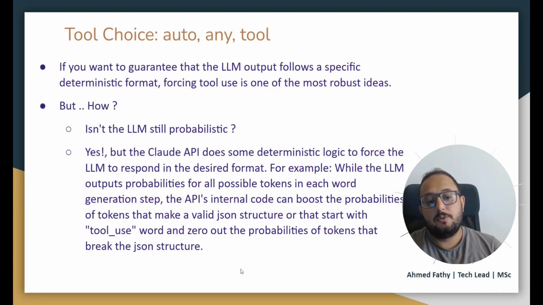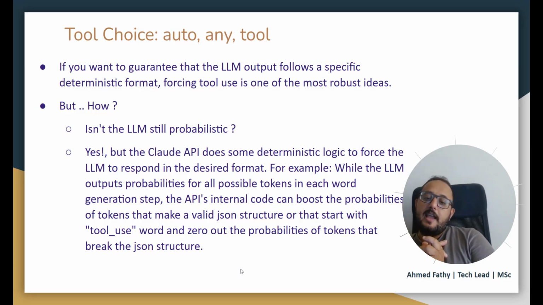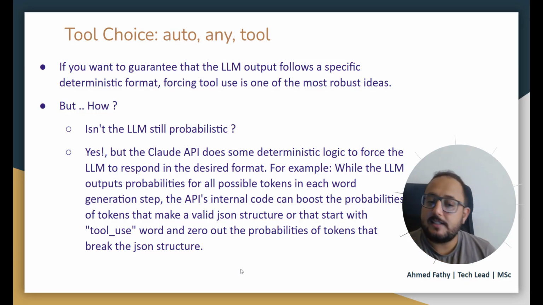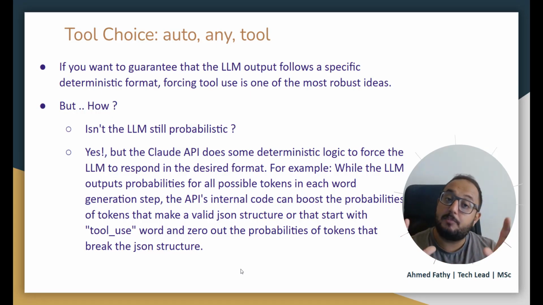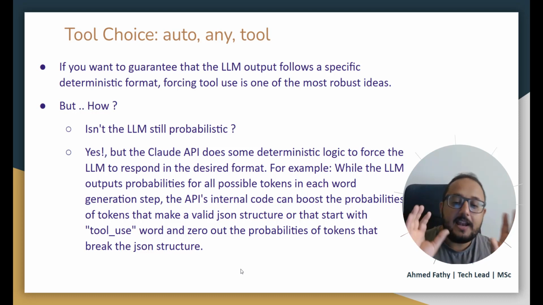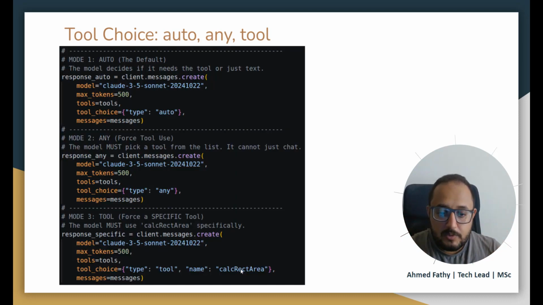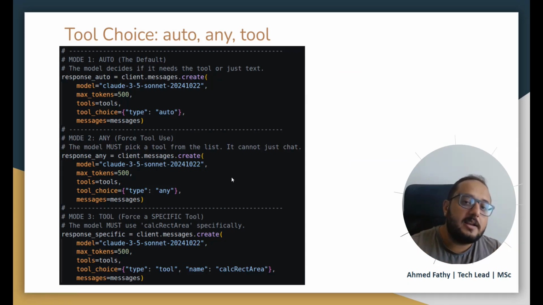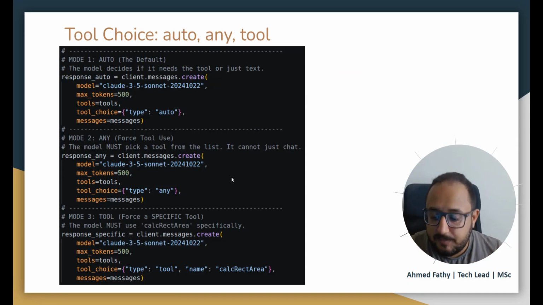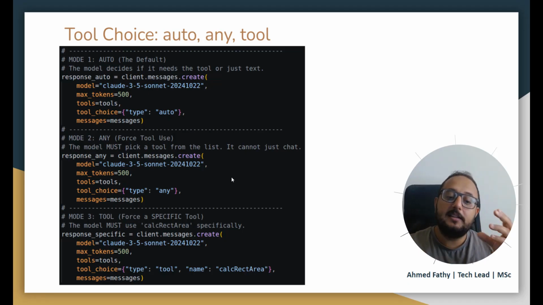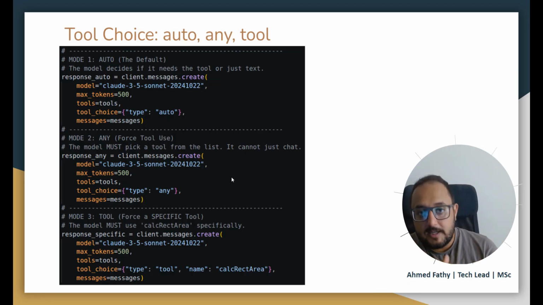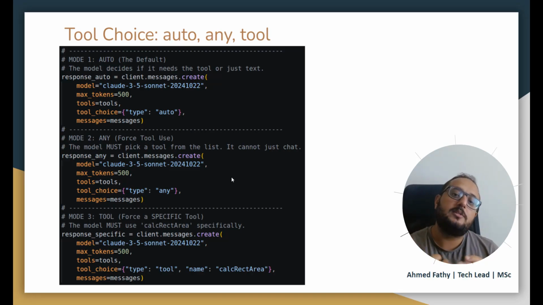Okay, so if you want to guarantee that the LLM output follows a specific deterministic format, forcing tool use is one of the most robust ideas. But how does this happen? I mean, isn't the LLM still probabilistic? Yes, the LLM is probabilistic. However, when you call this API, you don't just call the LLM directly. Anthropic does a lot of engineering behind the scenes, and it can do some nice tricks in order to force an output that you expect.